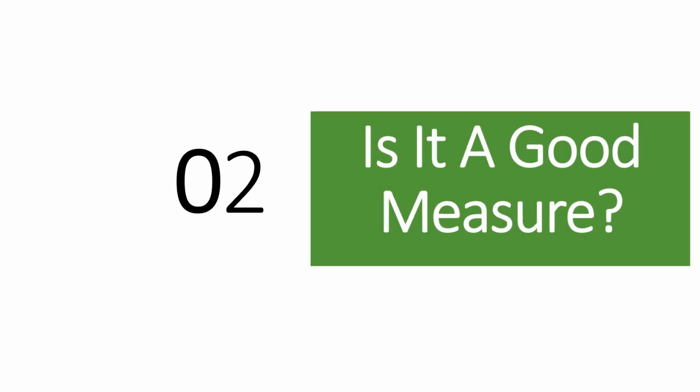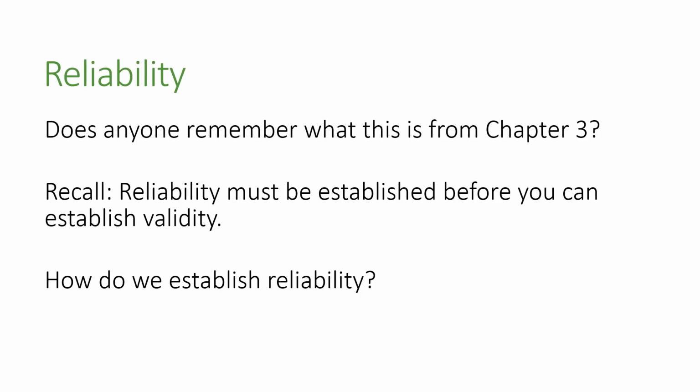So now that we have picked our scale of measurement, the next thing we need to do is assess whether our measurement, our instrument, is actually a good measure. And the first step in doing that is measuring reliability. This is a term we used earlier in Module 2, specifically Chapter 3, and hopefully you can recall what that means.